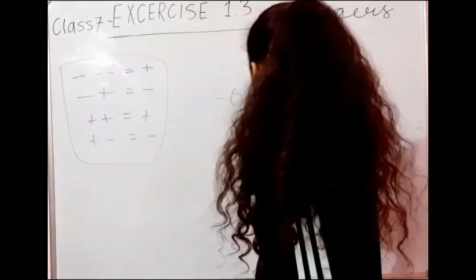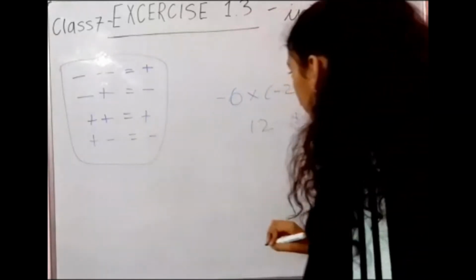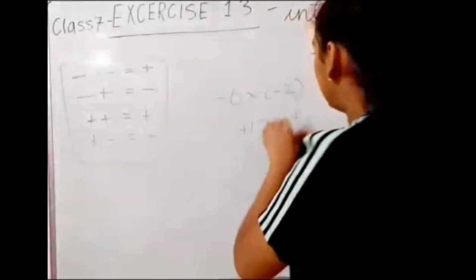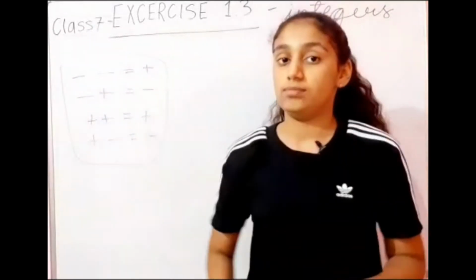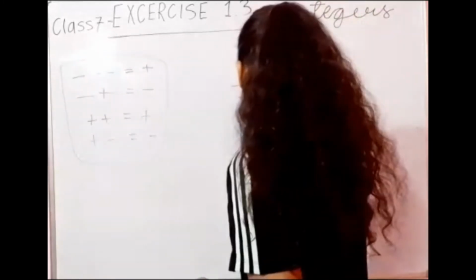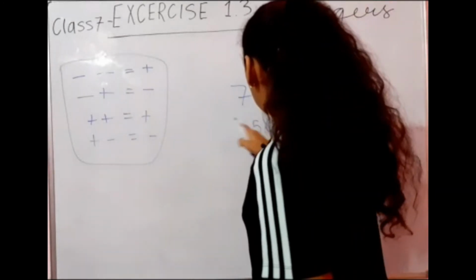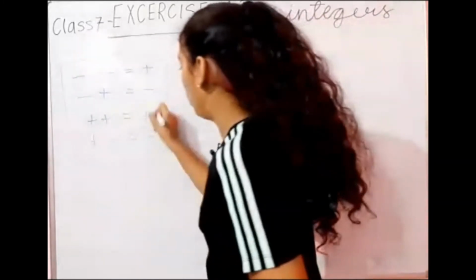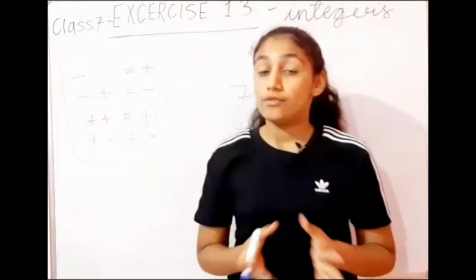Minus 6 into minus 2. 6 2s are 12. Minus minus plus. Right? So now let us do the last one, that is multiplying two positive integers. So 7 multiplied by 8. 7 8s are 56. Now this is a positive integer and this is a positive integer. Plus and plus is equal to plus 56.